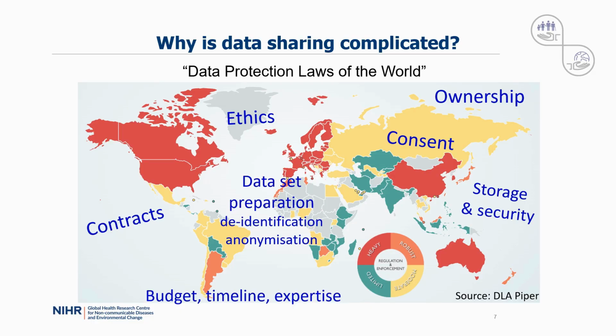So the regulations are overlaid with more complexities, and this includes things like data ownership, what the individual consented to, what ethics has approved for that data, the storage and security requirements, any contracts that may affect any of this sharing and access, data set preparation or really desensitization, so things like de-identification and anonymization processes, budget, timeline, and expertise, of course, also influence why data sharing can get complicated.